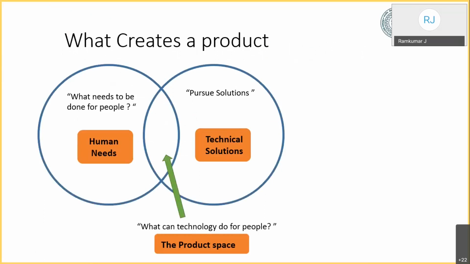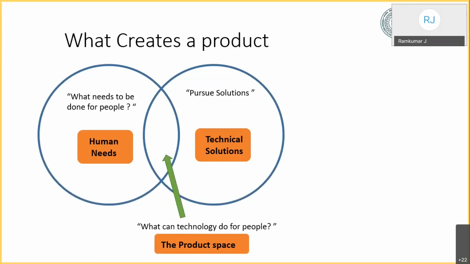What creates a product? There are two things which are very important. What creates a product? One is human needs. The other one is technical solutions. Human needs are nothing but what needs to be done for people.